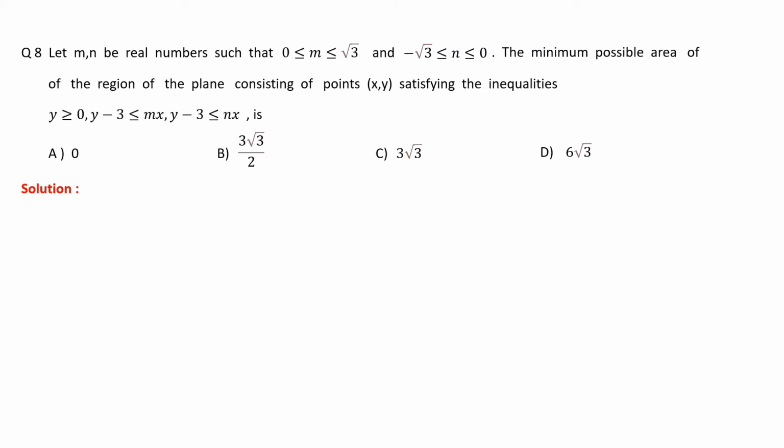The question says let m, n be real numbers such that m is greater than or equal to 0 and less than or equal to root 3, and n is greater than or equal to minus root 3 and less than or equal to 0. The minimum possible area of the region of the plane consisting of points x, y satisfying the following inequalities. y greater than or equal to 0. Next is y minus 3 less than or equal to mx. And last is y minus 3 less than or equal to nx.